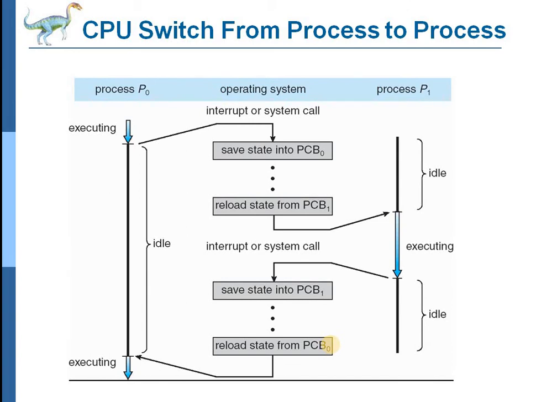which is shown in this figure. Initially, process P0 is executing, at the same time process P1 is idle. When process P1 gets switched in, its execution starts and process P0 is idle. Again, after some time, process P1 is switched out, it goes into the idle state and again process P0 is being executed, which is shown in this figure. It is called a CPU switch from one process to another process.